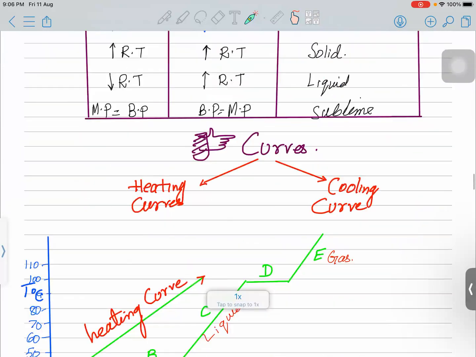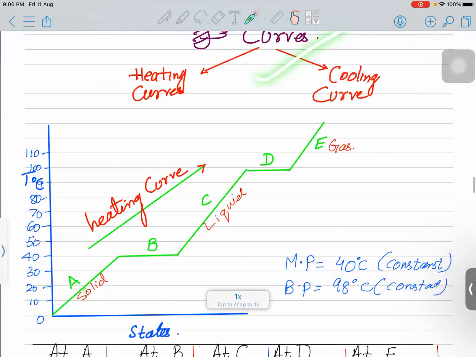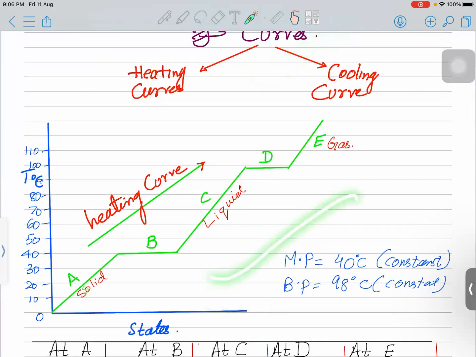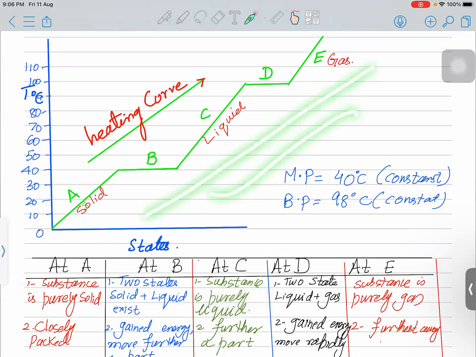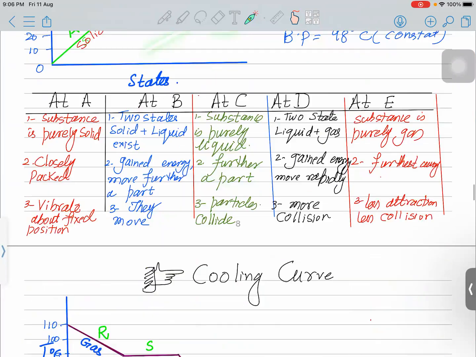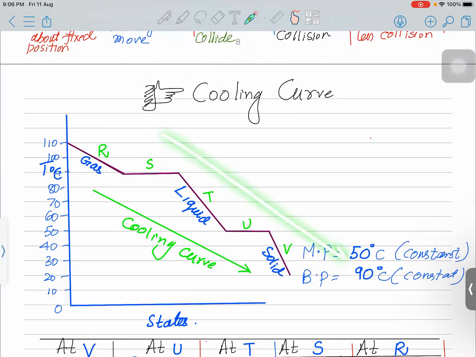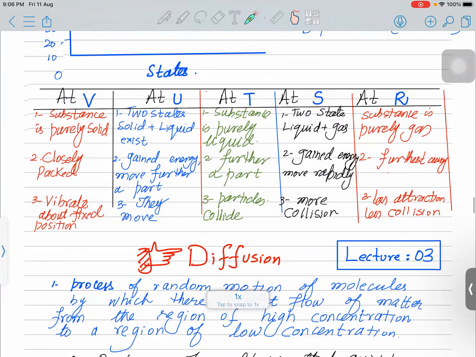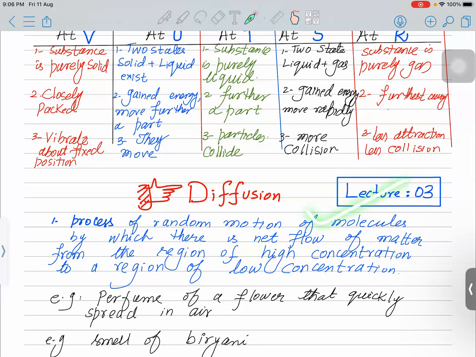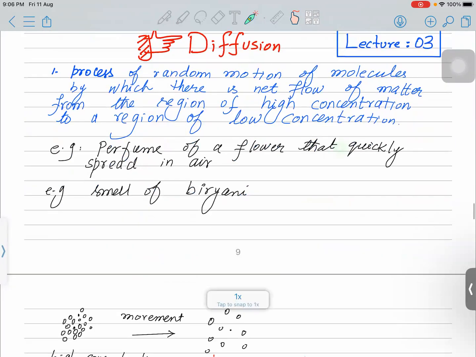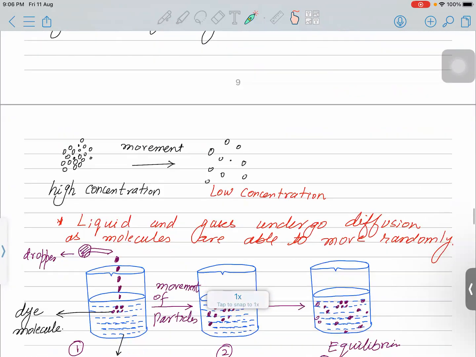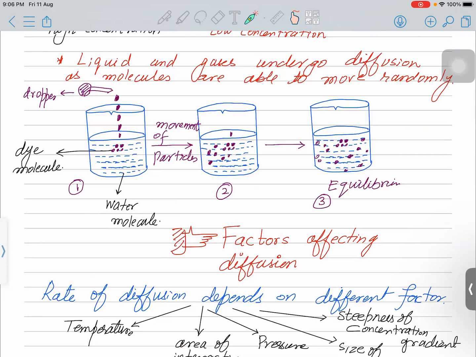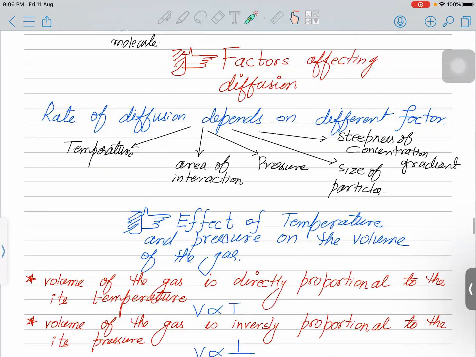Then we discussed the heating curve and cooling curve. This is the heating curve, this is increasing. This is the cooling curve, decreasing. Then we started diffusion. Then lecture number 3. In lecture number 3, we discussed diffusion, right? What is diffusion, and some examples and factors affecting the diffusion, right?